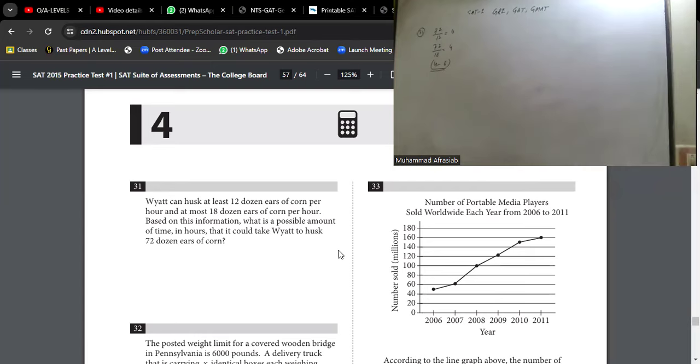So you can write the answer in the form: in hours, it could take from 4 to 6 hours to husk 72 dozen ears of corn.